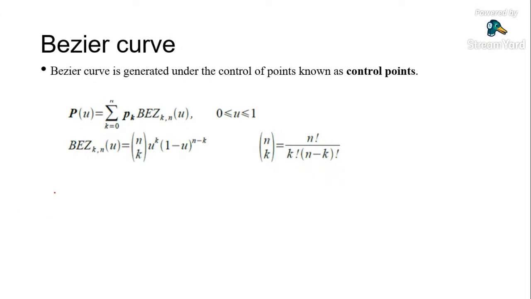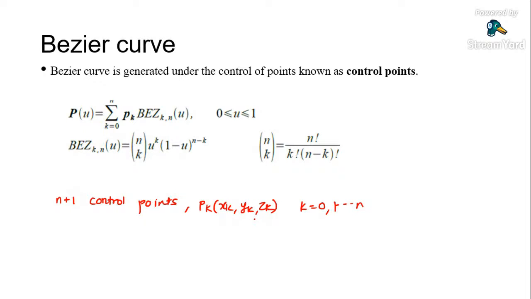Now, suppose there are n plus 1 control points and their coordinates are p of k is equal to x of k, y of k, z of k, where k is equal to 0 to n. If you take 0, 1, 2, till n, that number of points will become n plus 1 control points.